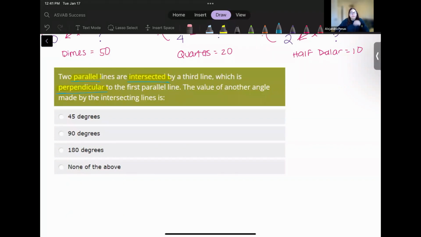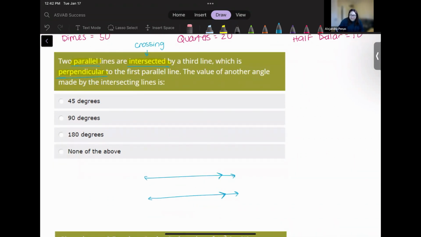So parallel means 2 lines that are going right next to each other and they never cross. It's like the railroads. They're never going to just randomly go crack. No, they're never going to touch each other. So you have 2 parallel lines. Intersected is a really fancy word for crossing. So let's say these 2 lines right here. They're never going to cross. And parallel lines are symbolized by little matching arrows in the middle. And they're intersected. In other words, they're crossed by a third line.